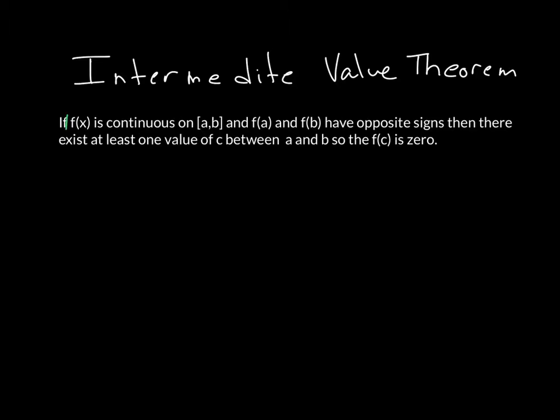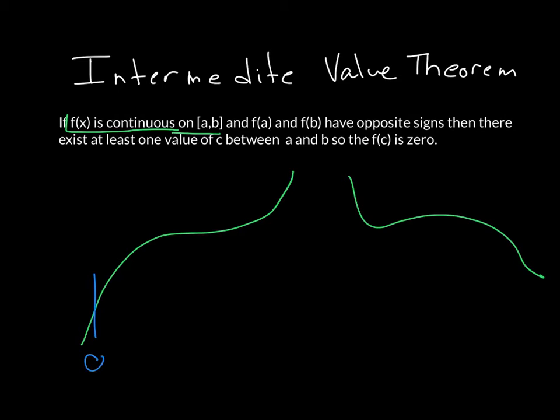Let's first talk about what it means for f of x to be continuous from a to b. What that means is that it's some kind of smooth curve. It doesn't matter what it looks like as long as between any 2 points, including a and including b, there are no breaks or no jumps of the graph. Both of these examples would be continuous.